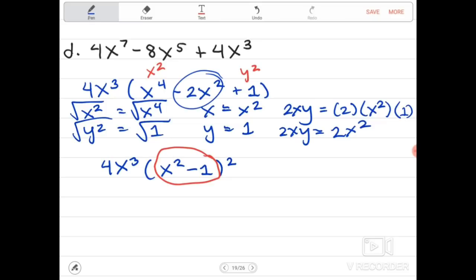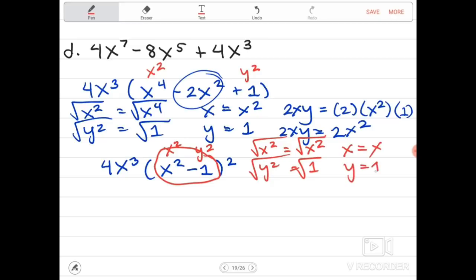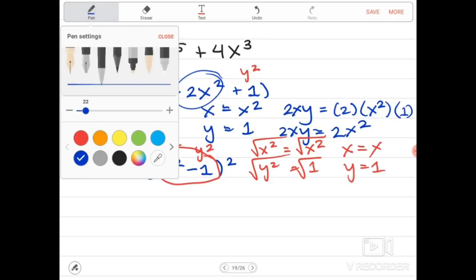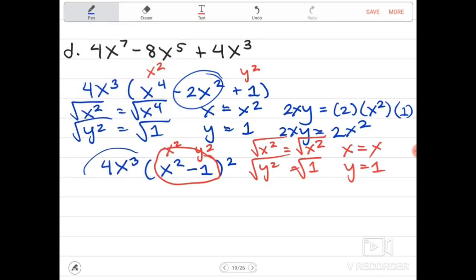So, this is our, ito yung ating x squared. Ito yung ating y squared. Dito ulit tayo. X squared, y squared. Ano yung x squared natin? X squared. Ano yung y squared natin? 1. So, get the square root. X is equal to x. Y is equal to 1. So, substitute na natin. So, ito muna, yung common monomial factor natin. Huwag nyo kakalimutan yan, ha.